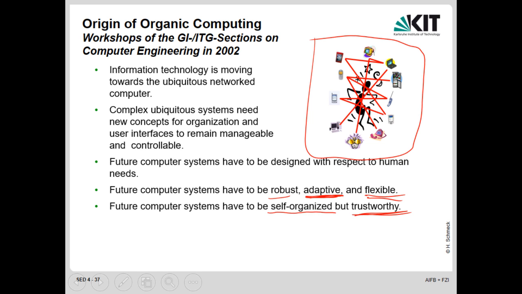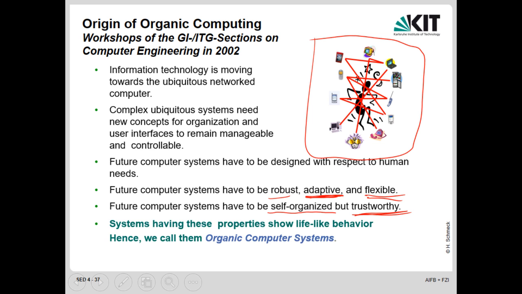Certainly we had come up with a large paper on what kind of technologies we would need there. And if we combine all these aspects there, we said this looks like, in some way, lifelike behavior. The behavior is very organic, and so we call them organic computing systems. So this is what we would like to have.